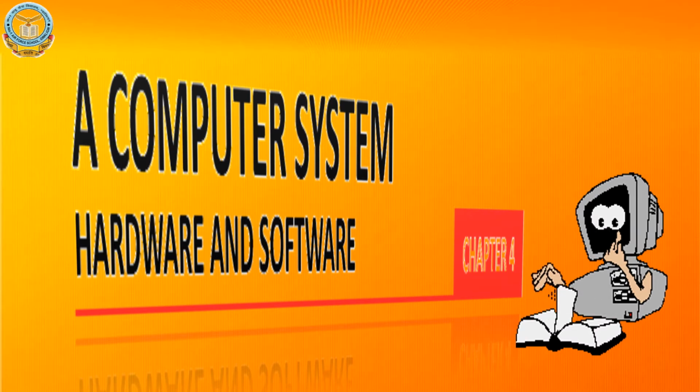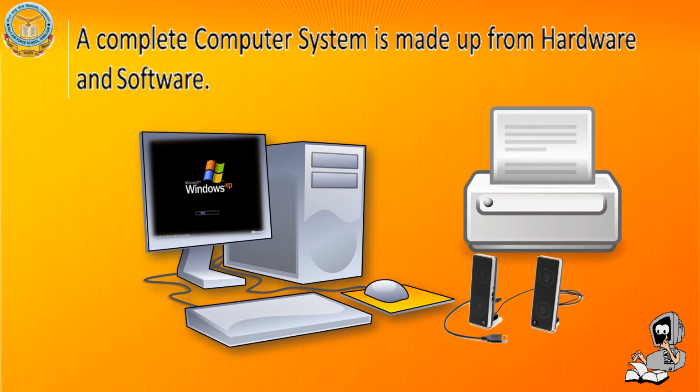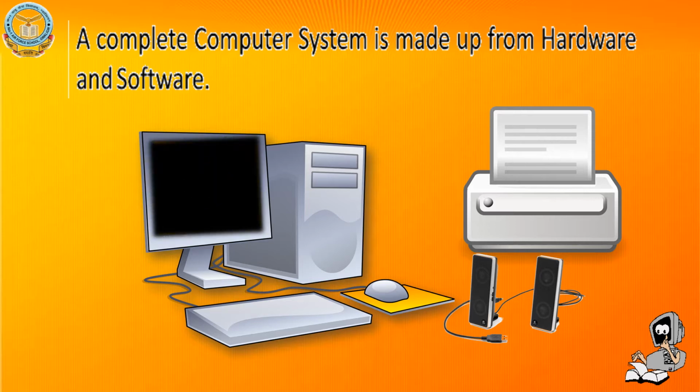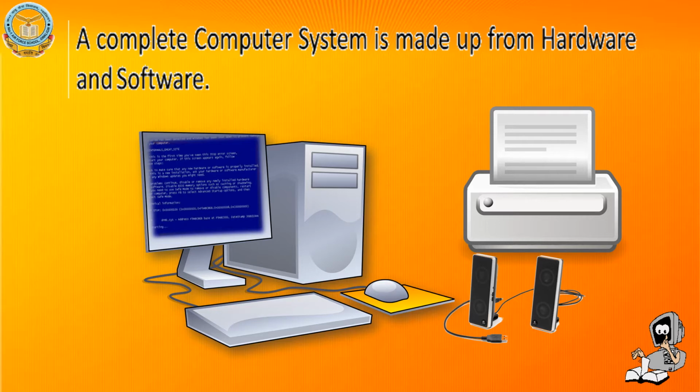In this chapter, we will learn about the hardware and software of a complete computer system. Computers help us do our work with ease, whether it is solving a difficult mathematical puzzle or writing a poem. Computers can be simple and they can be complex, but they are made of two components, that is hardware and software. A complete computer system is made by these two components.